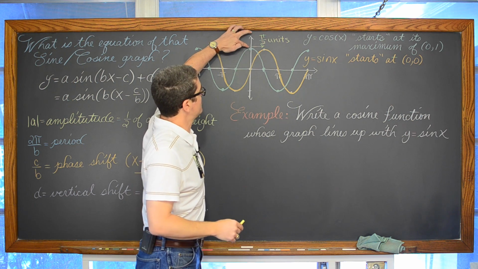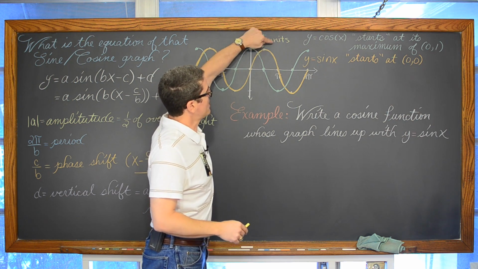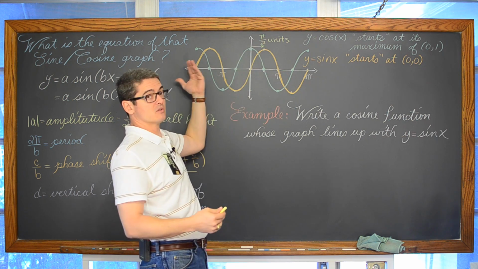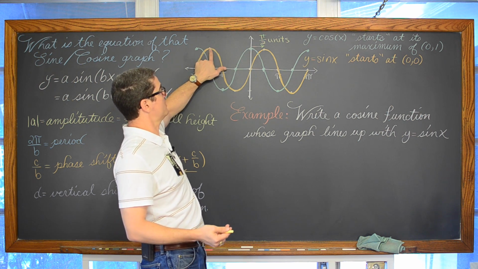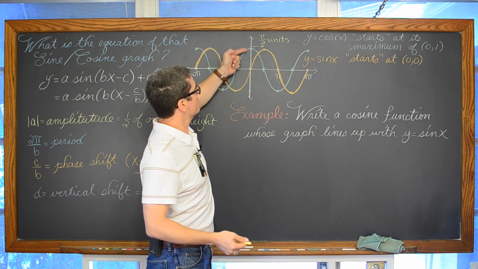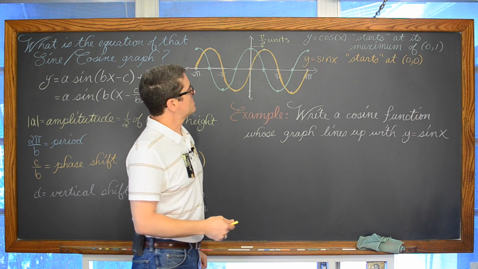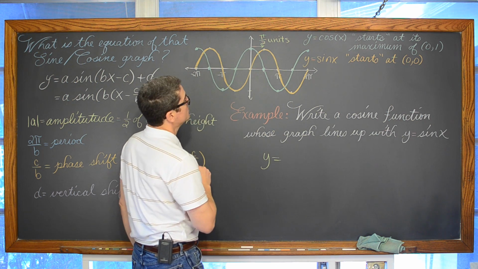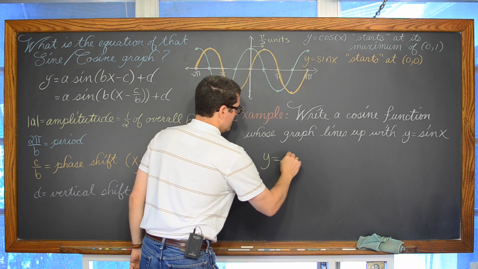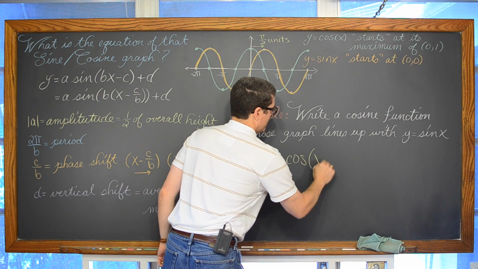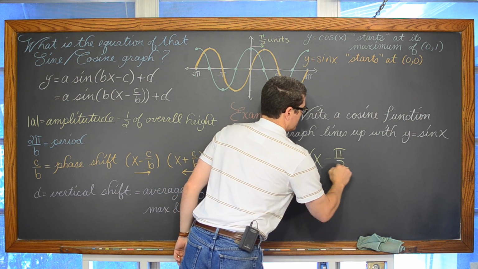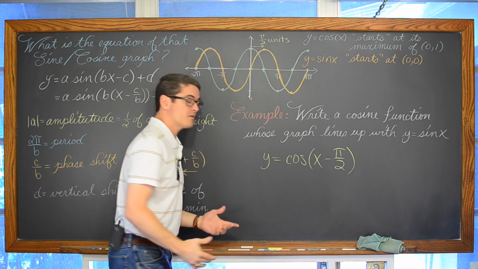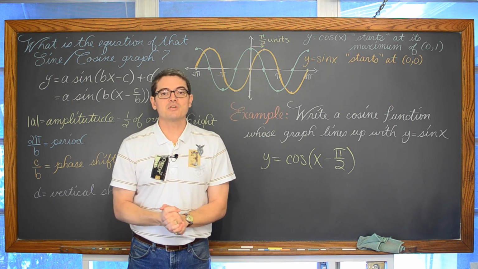So if I could take this cosine graph, push it to the right, and then I could move it to the left as well at some point, right? It's going to line up over here. But if I push it to the right pi over 2 units, it's going to line right up. So we have y is equal to the cosine of x minus pi over 2. And if you want to see that on a graphing calculator, I'll just show you right now.